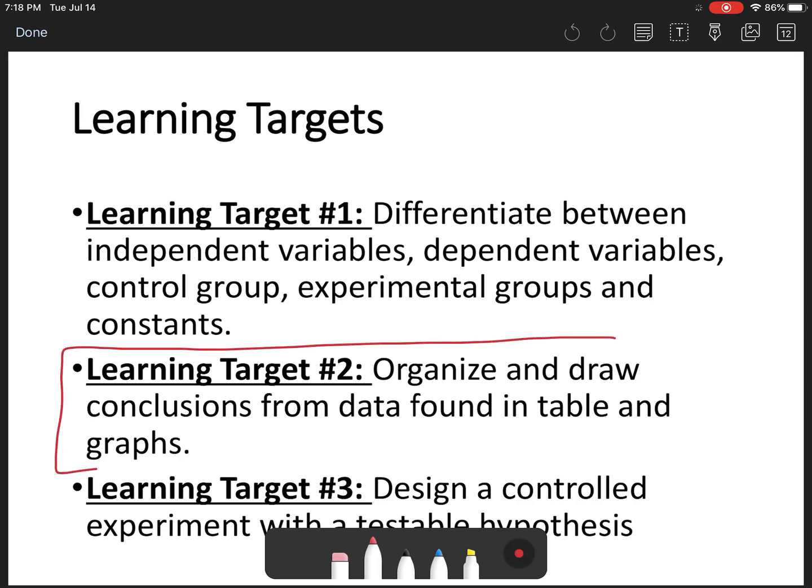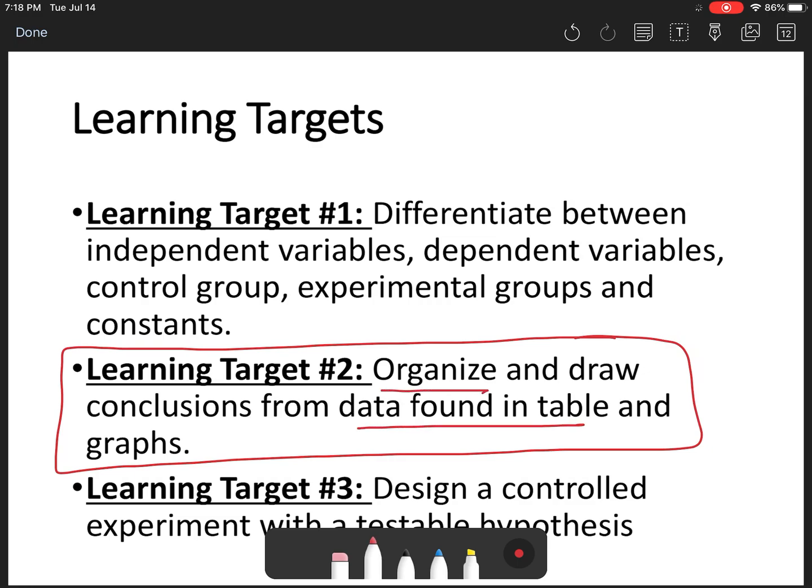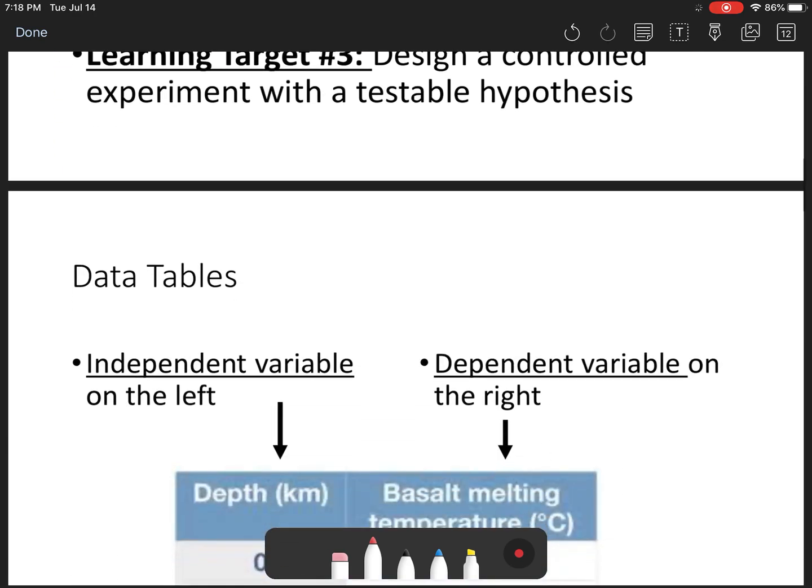PowerPoint is learning target number 2. How do you organize and draw conclusions from data found in a table and graph? And so before you can even draw conclusions from it, you have to actually organize and get that data into a table. So we're going to focus on tables in this PowerPoint, and then we'll get to graphs in the next PowerPoint.